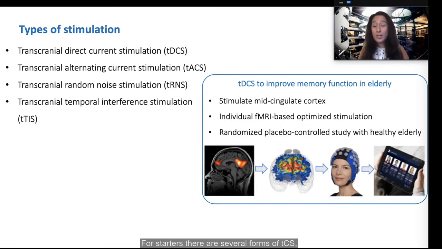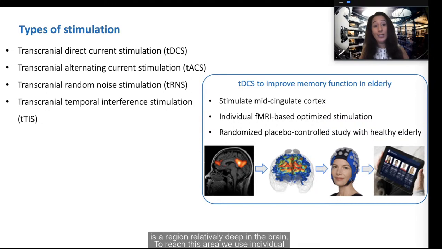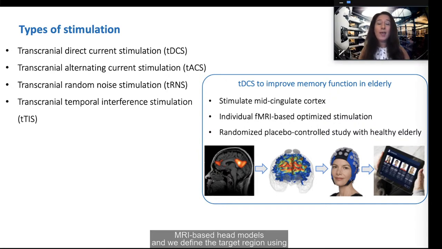For starters, there are several forms of TCS, supplying either direct current, alternating current, random noise, or temporally interfering currents. This is an example of a study currently ongoing in my lab, where we try to improve memory function in healthy elderly. We do that by trying to stimulate the mid-cingulate cortex, which is a region relatively deep in the brain. To reach this area, we use individual MRI-based head models, and we define the target region using functional MRI to find each subject their own optimized configuration. Then we apply these individual configurations in a placebo-controlled study where we use cognitive tests before and after the stimulation to quantify the effects.